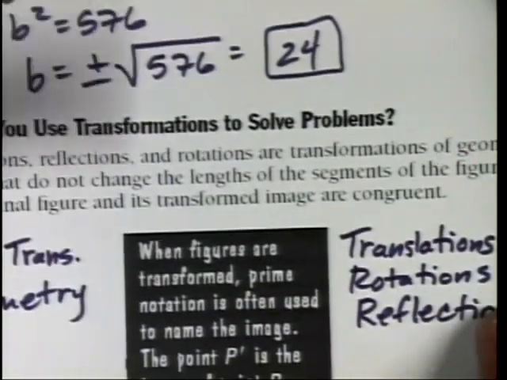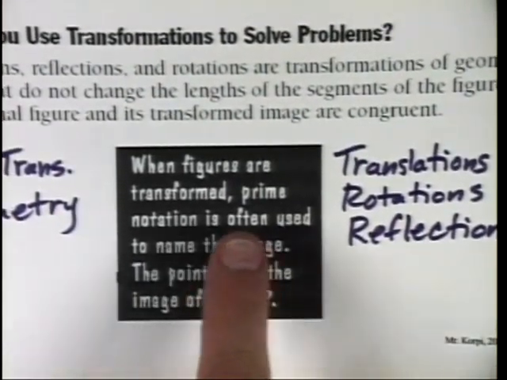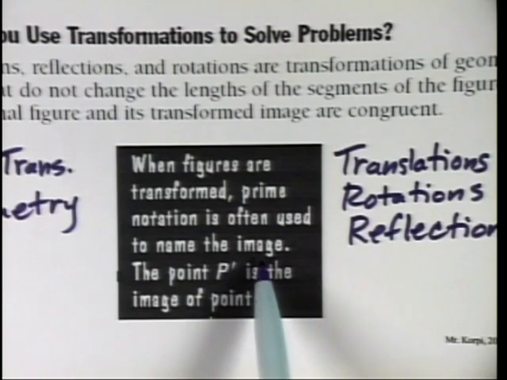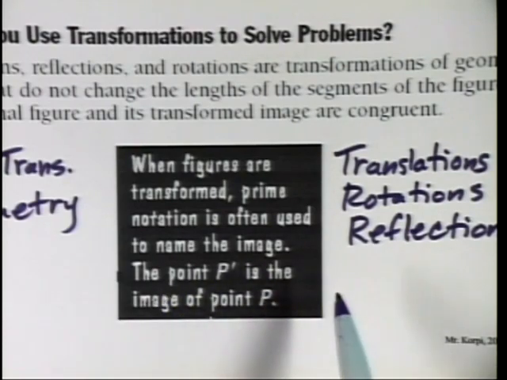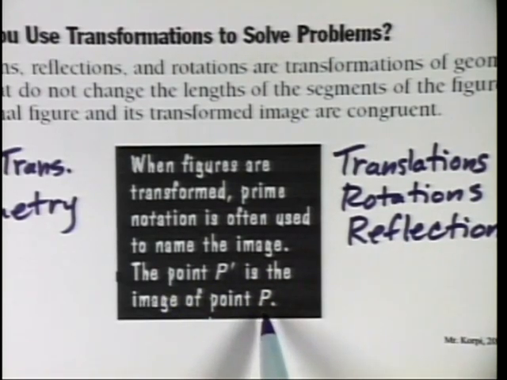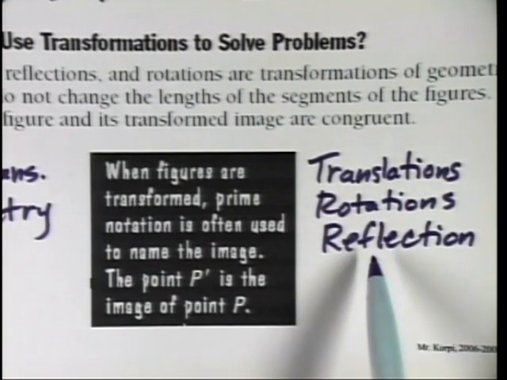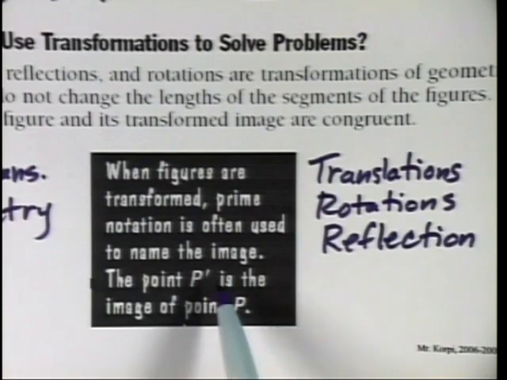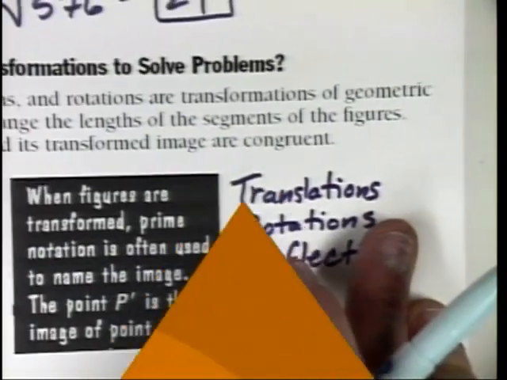When figures are transformed, we use the prime notation or the hash notation to denote the image of the original point. So if I start with point P and I translate it, rotate it, or reflect it, I'm going to get a new point. That's called the image of the original point, and we denote it as P prime. Let me show you exactly what I mean.